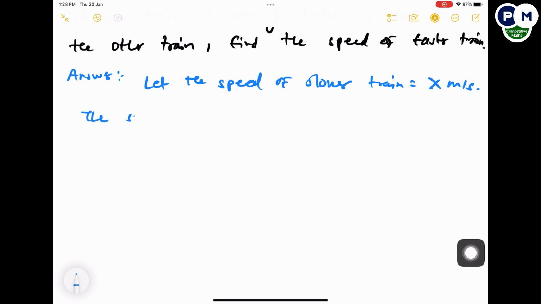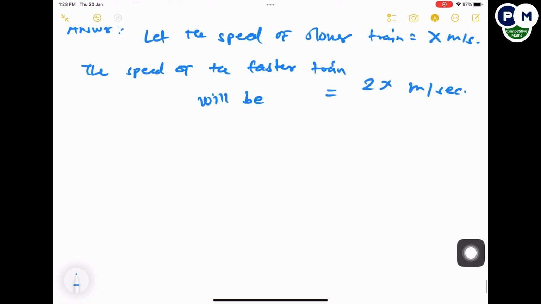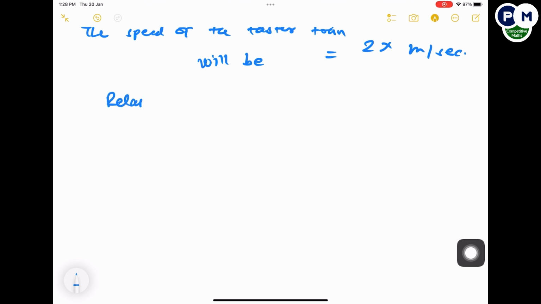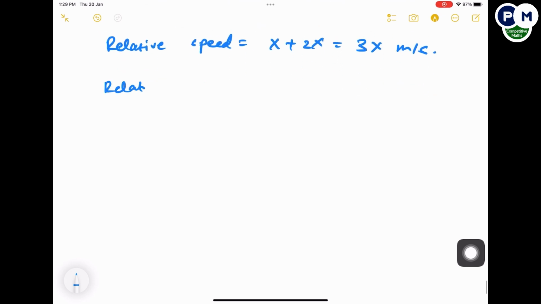Let the speed of the slower train equal x meters per second. Then the speed of the faster train will be twice x meters per second. Relative speed equals x plus 2 times x, which is 3 times x meters per second. Relative speed is also equal to the sum of the trains' lengths divided by the time taken to cross each other. After solving the equations, x becomes 48 kilometers per hour.